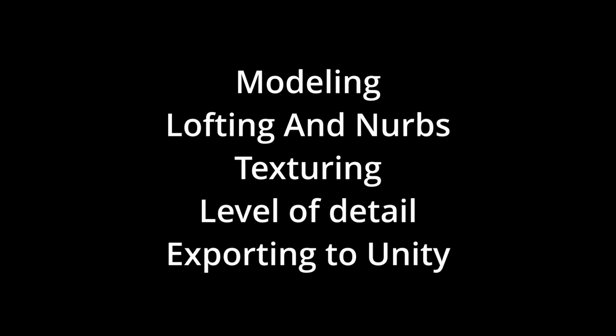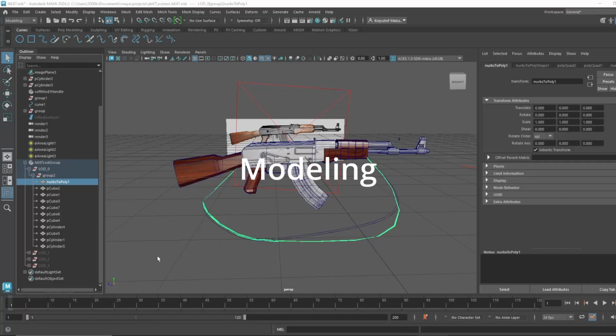So in this video I'm going to cover how I modeled the gun, the lofting and NURBS techniques that I used, the texturing, the LOD generation, and how I moved this model from Maya over to Unity. So for starters, the modeling. The gun itself is made out of 11 different parts.